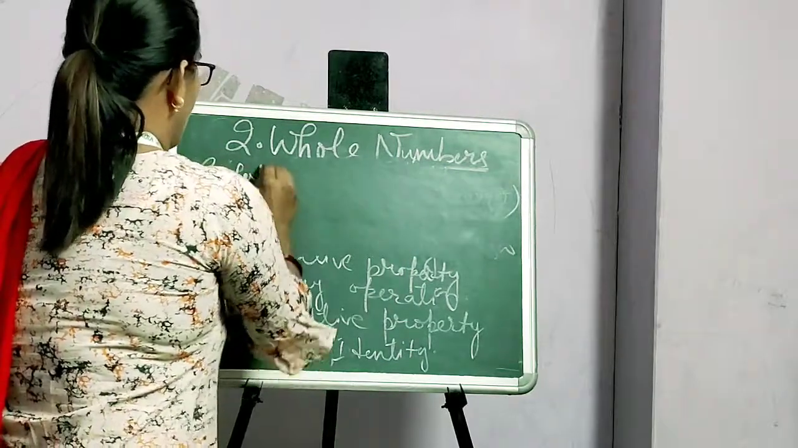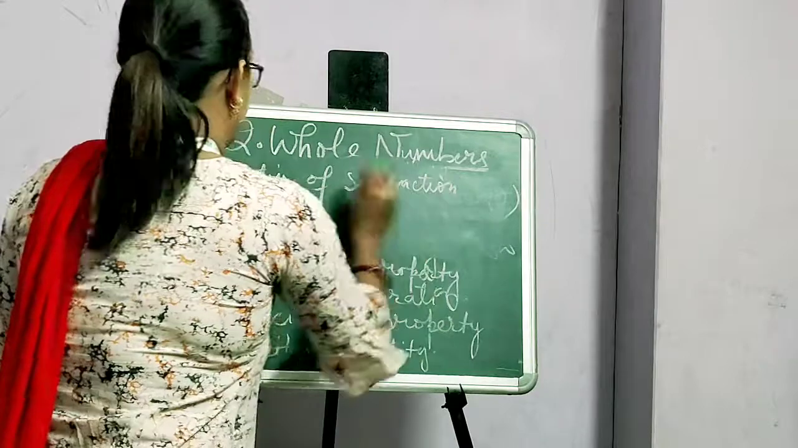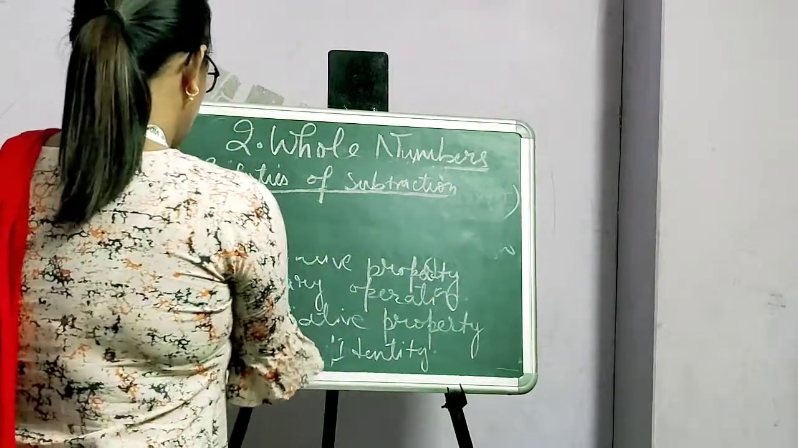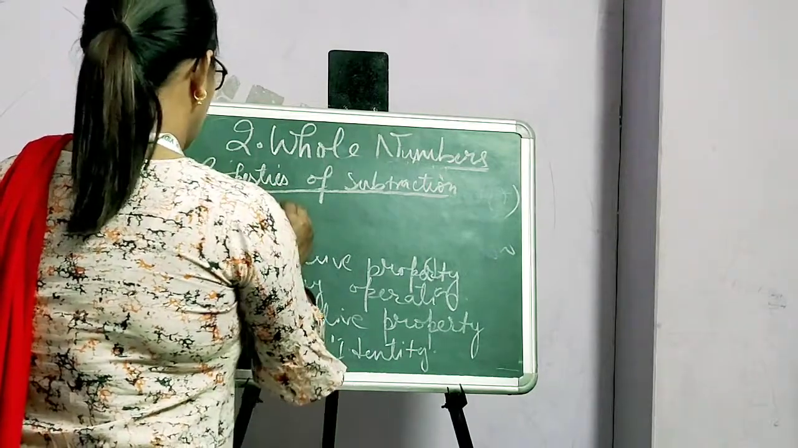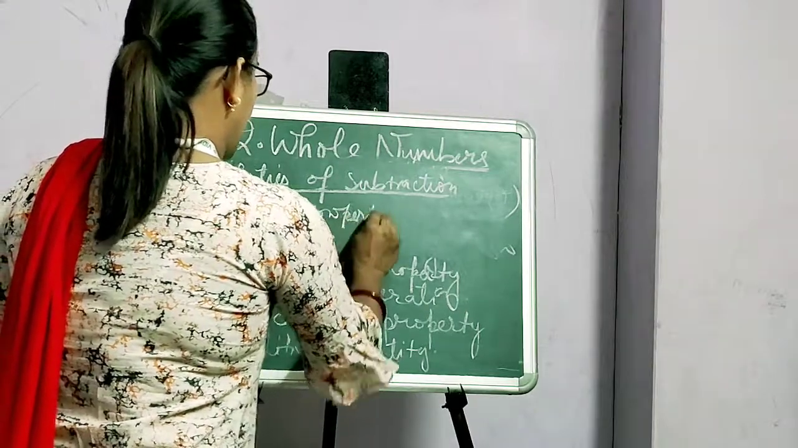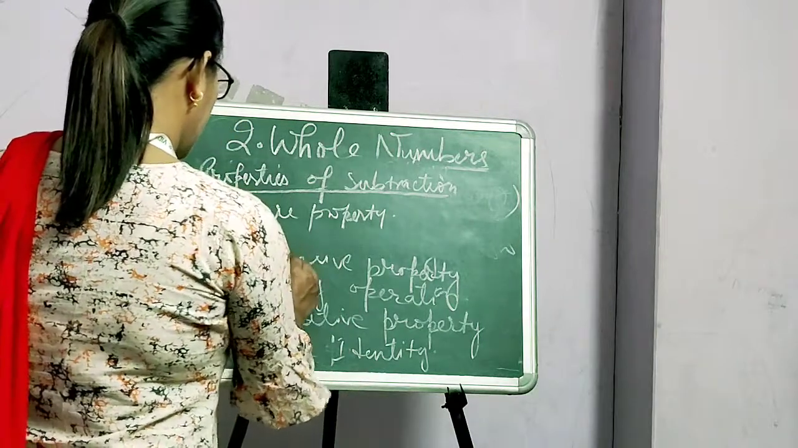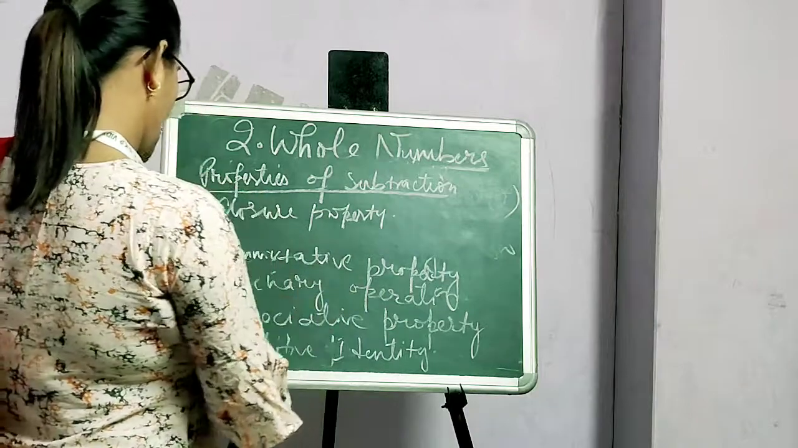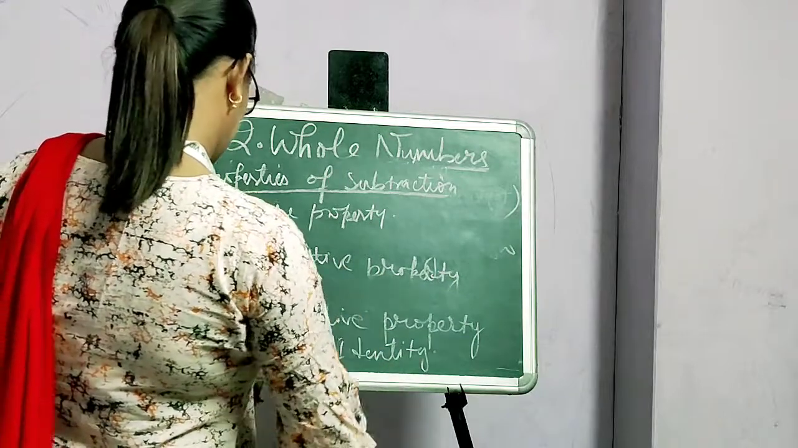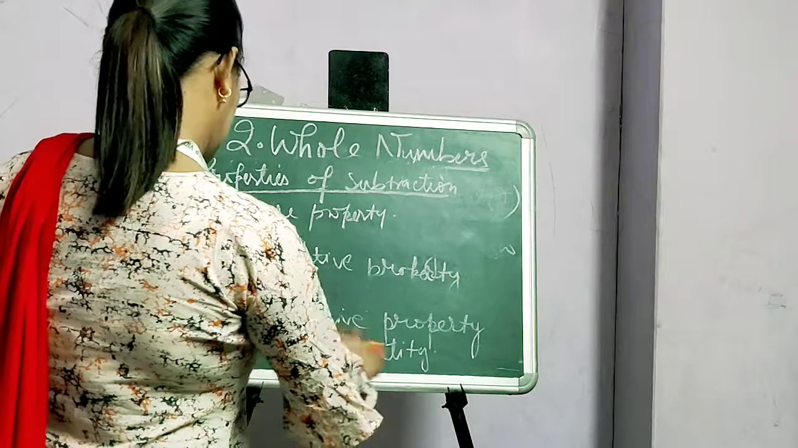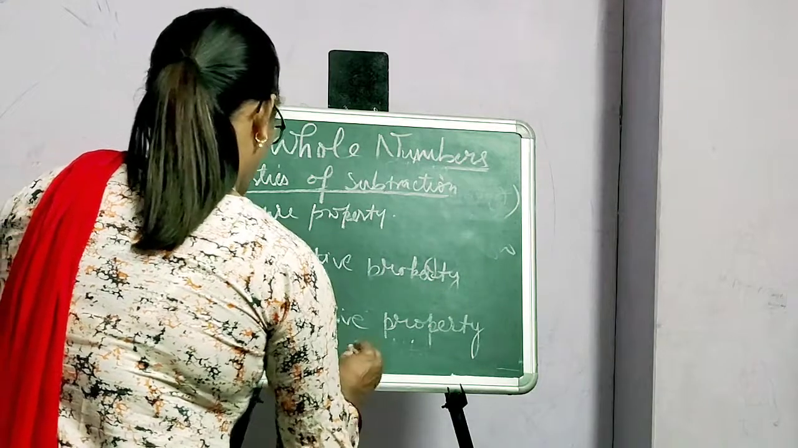Properties of subtraction. Now see, in properties of subtraction also, here I am writing closure property, then commutative property is already there, then binary operation not required, then property of 0. Here we will add property of 0.